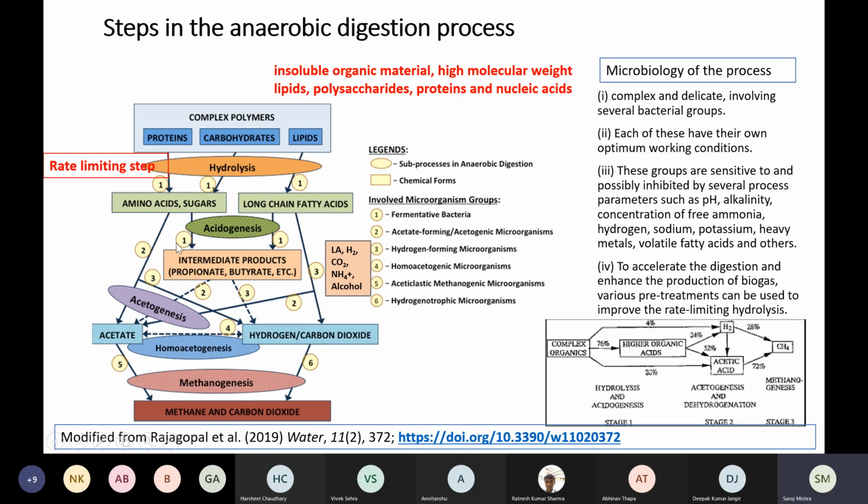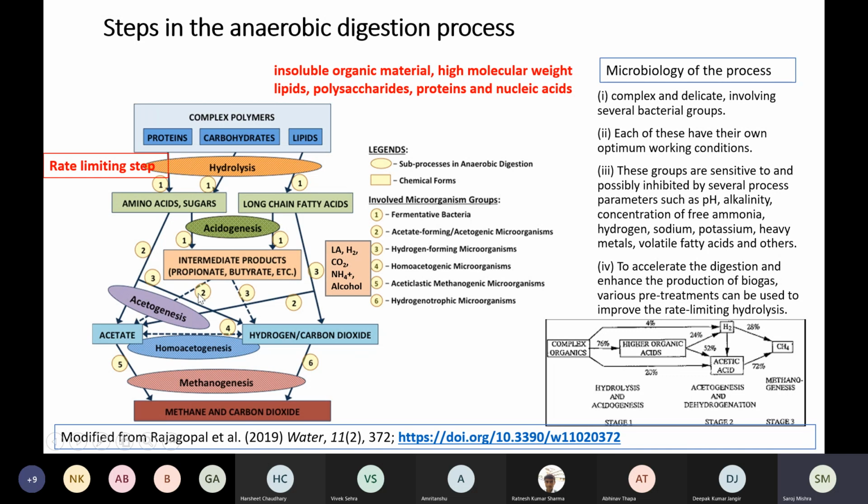So first are the fermentative bacteria. Then you see the second group of bacteria, circled as 2, and these are called acetate forming or acetogenic microorganisms. Why do you call them acetate forming? Because amino acids or sugars, for example, instead of getting converted into volatile fatty acids, as happens with the fermentative bacteria, are directly converted into acetate by the second group of microorganisms. That is the reason why these are called acetate forming microorganisms. Similarly, the long chain fatty acids can also be taken up by this group of bacteria to give rise to acetate.